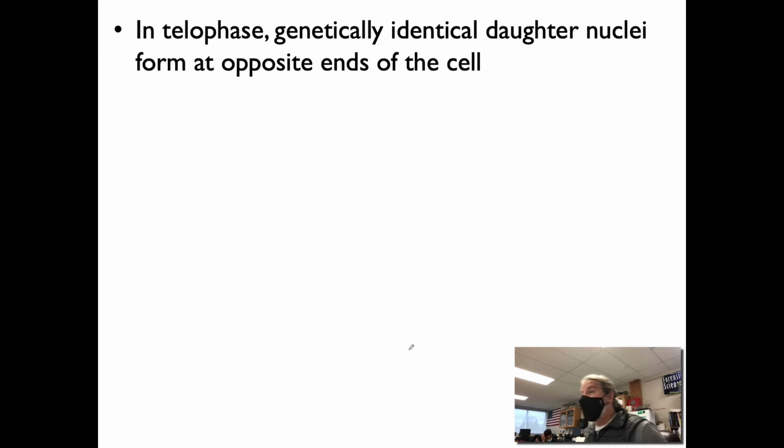Okay, so then the chromosomal material reaches each pole, and what we have in the last stage of mitosis, telophase, is genetically identical daughter nuclei. Remember, because we duplicated the DNA during S phase, what reaches each pole now is identical copies of the DNA.